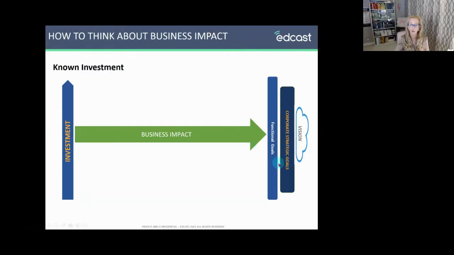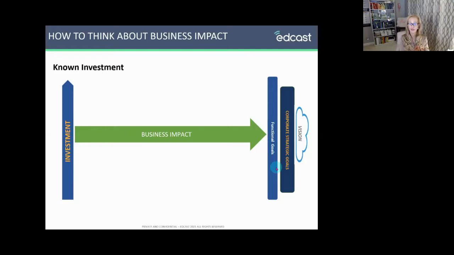The framework I want to show you right now is for when you have a known investment. When I get called into organizations to work with them, they'll say, oh, Stacey, we spent $500,000 on this leadership program. Did we achieve business impact? So I'm walking into a situation where the investment is already known. They have an investment in a leadership program. Or, Stacey, we invested in this technology for a digital transformation purpose. Did we get an impact for it?